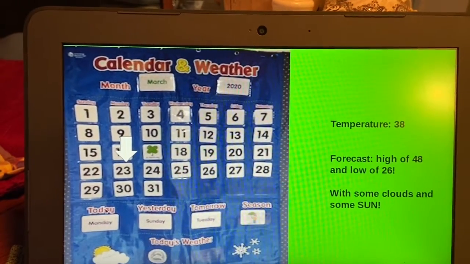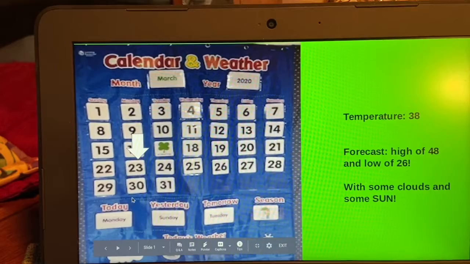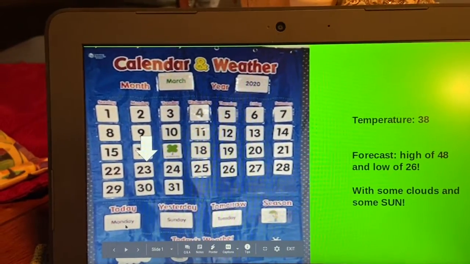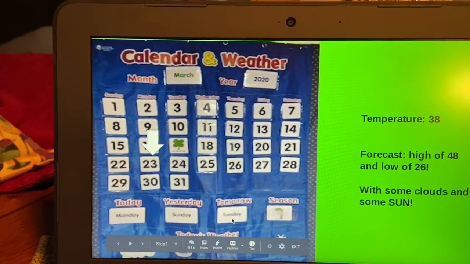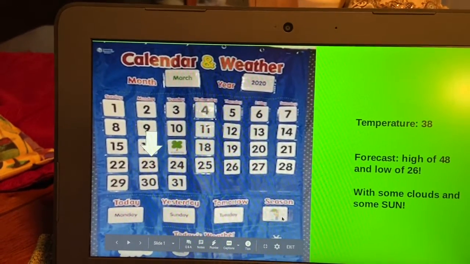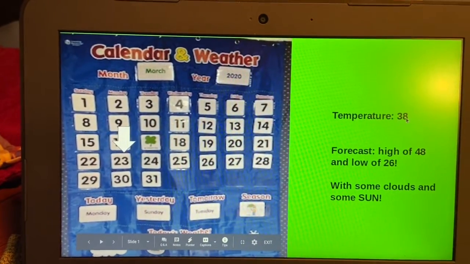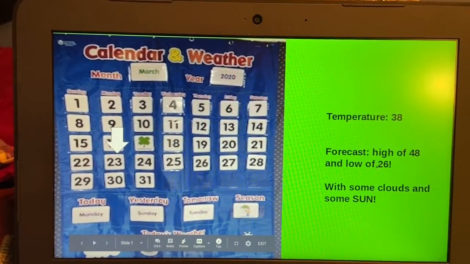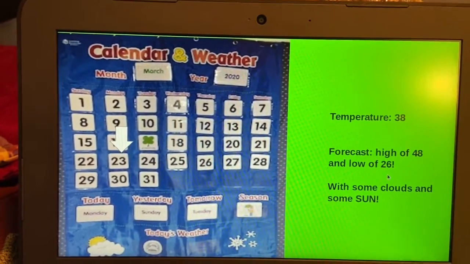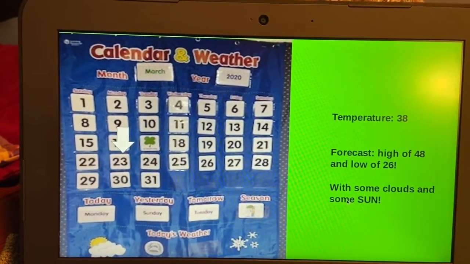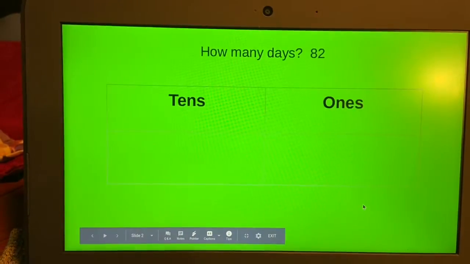Today is March the 23rd, 2020. Today is Monday. Yesterday was Sunday, and tomorrow will be Tuesday, and we are in the season of spring. Today's current temperature is 38. We have a forecast of a high of 48 and low of 26, with some clouds and some sun. Yay, sun! Let's go, sun!